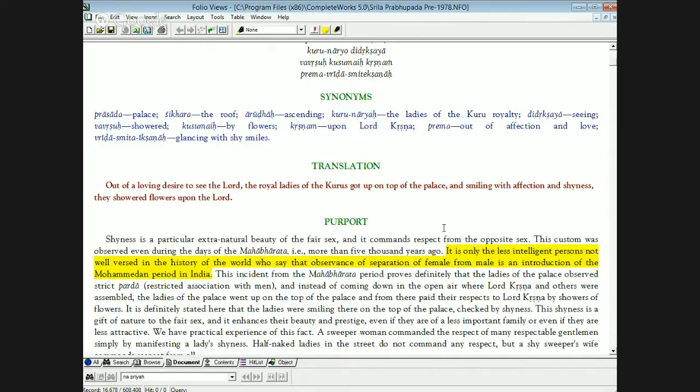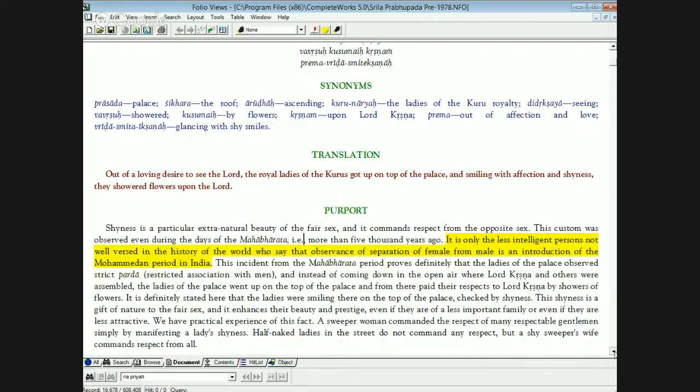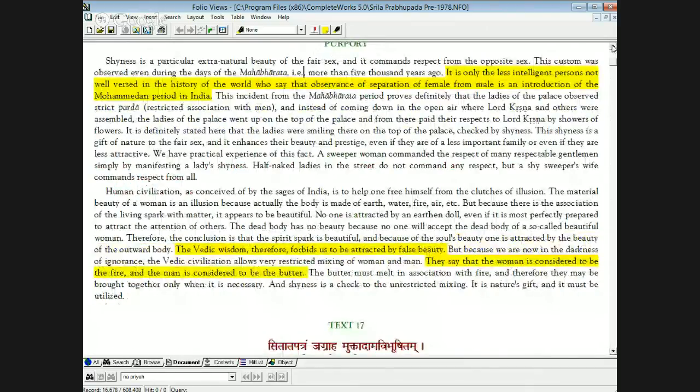Out of a loving desire to see the Lord, the royal ladies of the Kurus got up on the top of the palace, and smiling with affection and shyness, they showered flowers upon the Lord. Shyness is a particular extra-natural beauty of the fair sex, and it commands respect from the opposite sex. This custom was observed even during the days of Mahabharata, more than 5,000 years ago. It is only the less intelligent person, not well versed in the history of the world, who says that the observation of separation of female from male is an introduction of the Muhammad period in India.